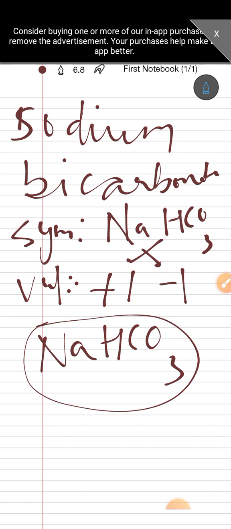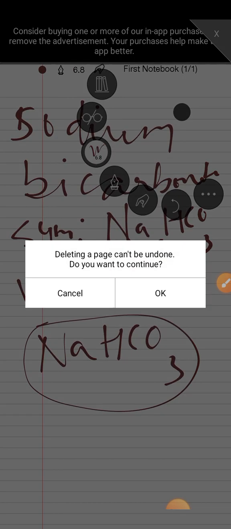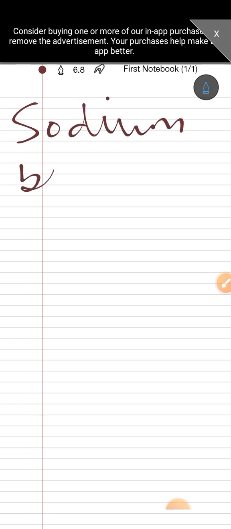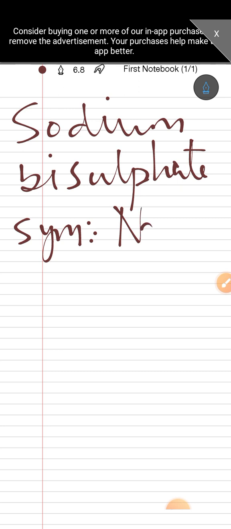Now this is the formula. Sodium bicarbonate is NaHCO3. So now let's take one more example. The next example is going to be sodium bisulfate. What's the symbol of sodium? Symbol of sodium is Na, and bisulfate is HSO4.